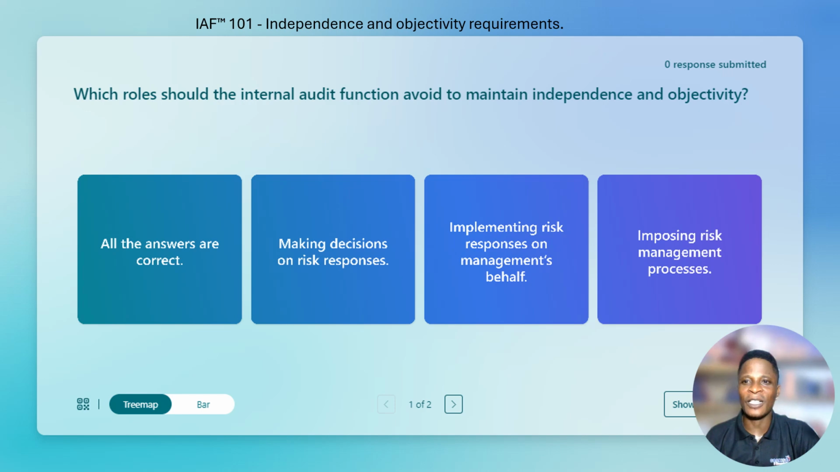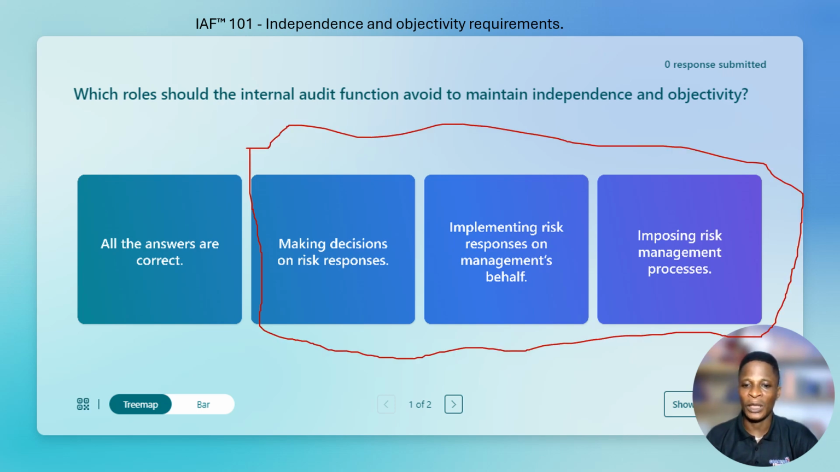Okay, this is another question on independence and objectivity requirements. The question says, which role should the internal audit function avoid to maintain independence and objectivity? A says all answers are correct. B says making decisions on risk management, risk responses, implementing risk responses on management's behalf, imposing risk management processes, and so on. In my opinion, all of this should not be done by internal audit.